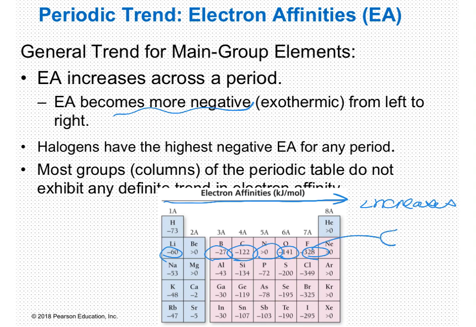So we would say the electron affinity of fluorine is the highest on the entire periodic table. And what we mean by that is the most negative, the highest energy change.